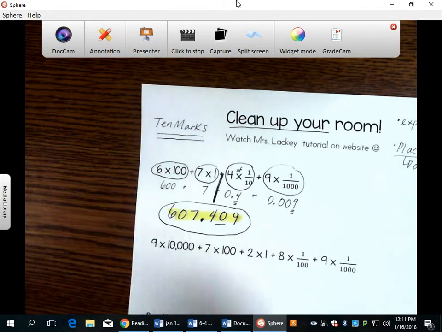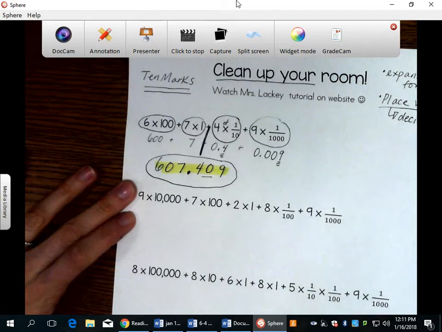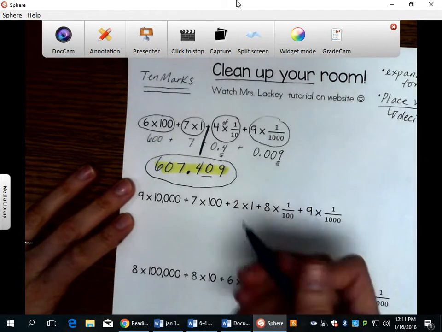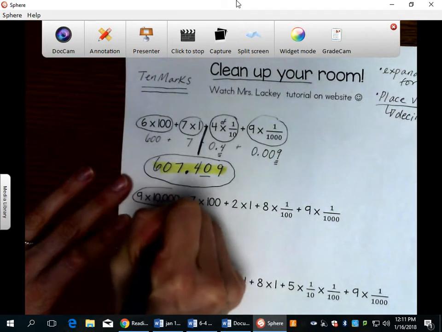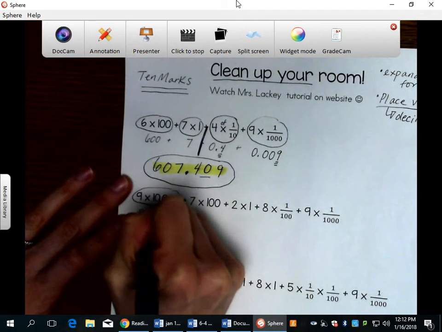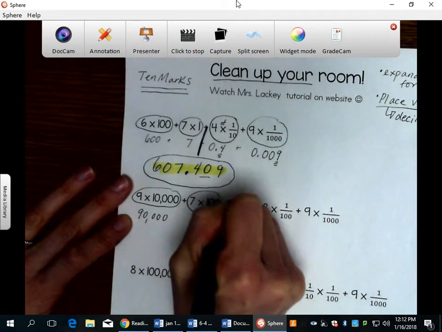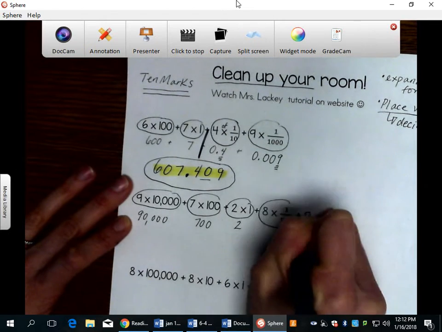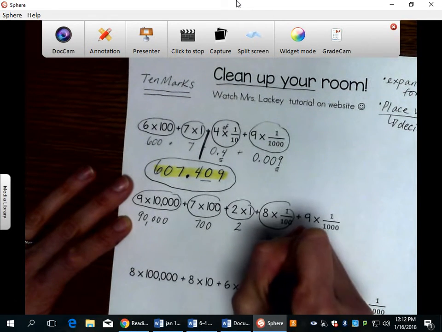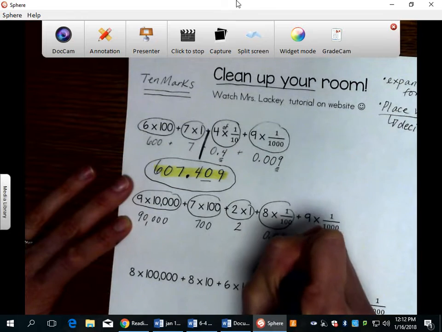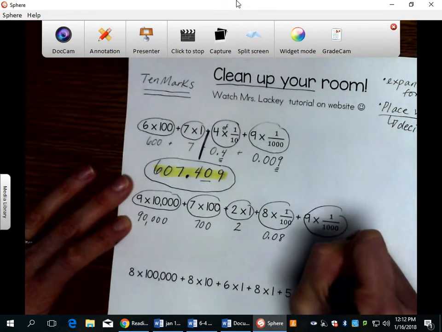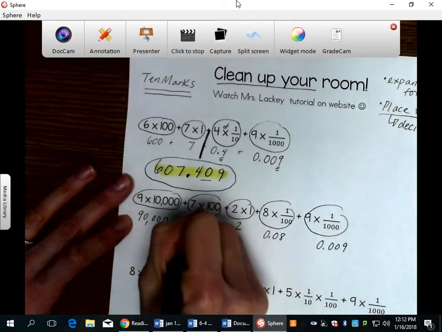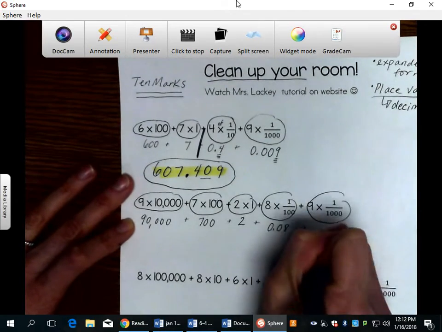Now you're going to go ahead and do these, and I'm going to model it quicker now that I've walked you through the first one. So I'm going to go quick. This would be 90,000. This is 700. This is 2. This is 8 hundredths, and this is 9 thousandths. Now I've simplified a little bit, and I should really put my plus signs in between.